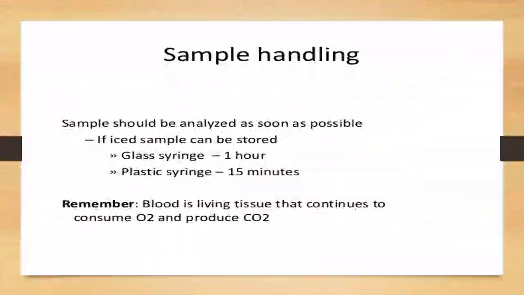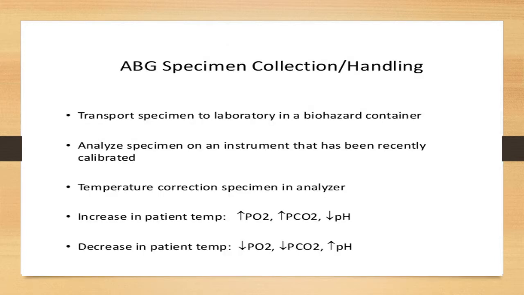Sample handling. The sample should be analyzed as soon as possible. If iced, samples can be stored: glass syringe 1 hour, plastic syringe only 15 minutes. And we have to remember, blood is living tissue that continues to consume oxygen and produce carbon dioxide. ABG specimen collection and handling: transport the specimen to the laboratory in a biohazard container. Analyze the specimen on an instrument that has been recently calibrated.